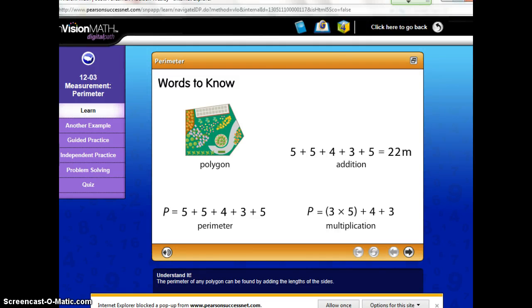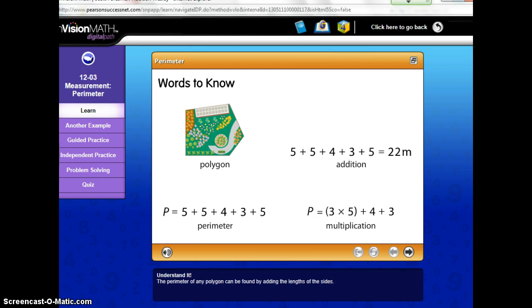So today we're focusing on the perimeter of objects. And the only objects we can measure today are objects that are closed figures, and they can't have any curved sides, because it's just too hard to use any kind of a straight tool to measure perimeter.